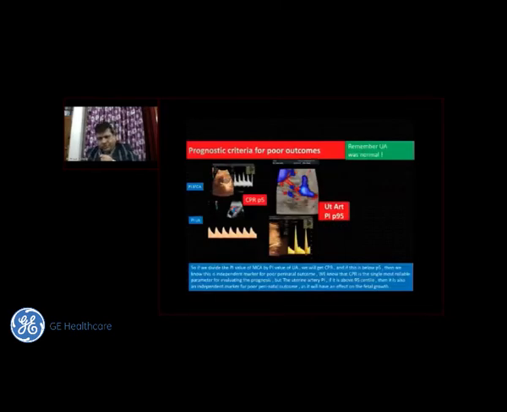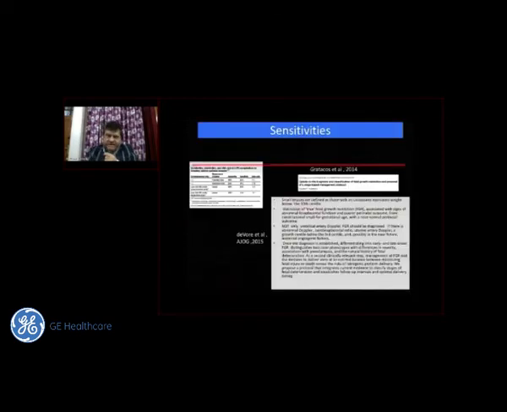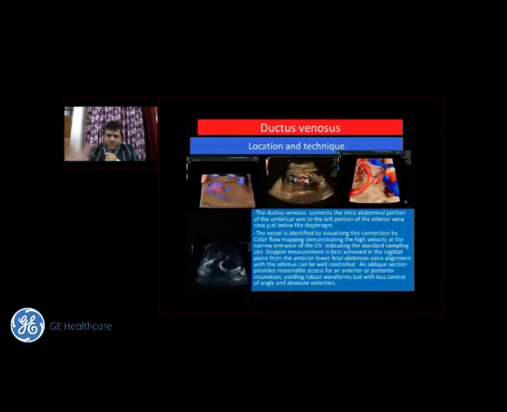And of course, just remember that the cerebroplacental ratio is now much more sensitive than the umbilical artery and the middle cerebral artery. These are the sensitivities, and the normal and critical cut-off points. Let us go to the panel once we discuss all of this.